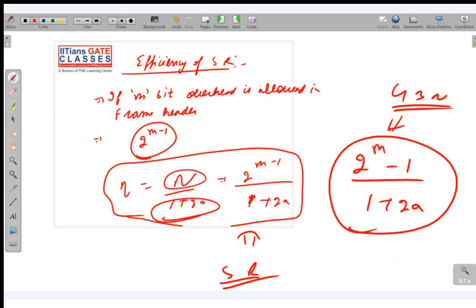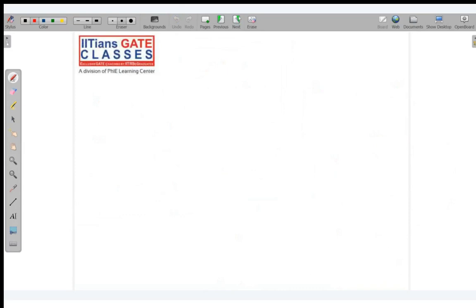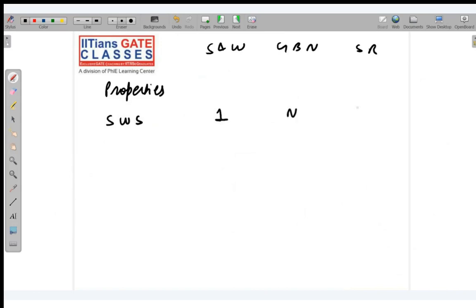Done? Yes, sir. Okay, so now we will make a summary. That will clear each and everything. So here I will write properties, and here we will write stop and wait, go back n, and SR. First property is sender window size. In stop and wait, only 1. In go back n, it can be n. In SR also, it can be n. And receiver window size: in stop and wait, only 1. Go back n, only 1. But SR, n, because sender and receiver window size are the same.